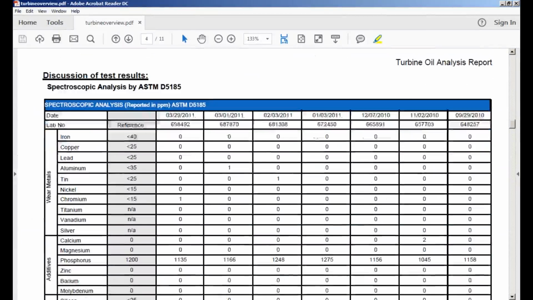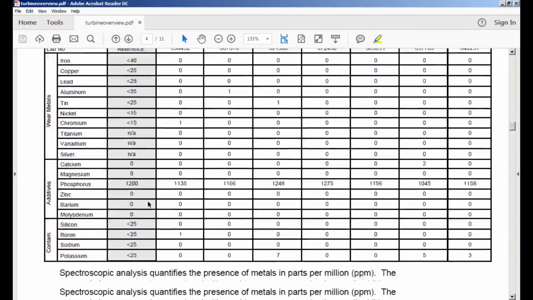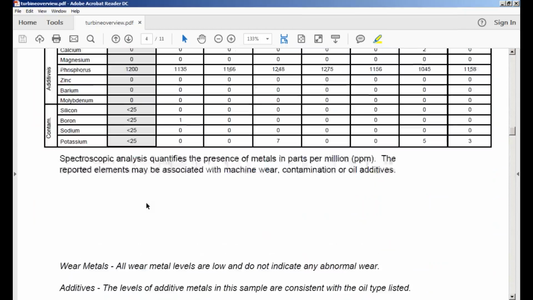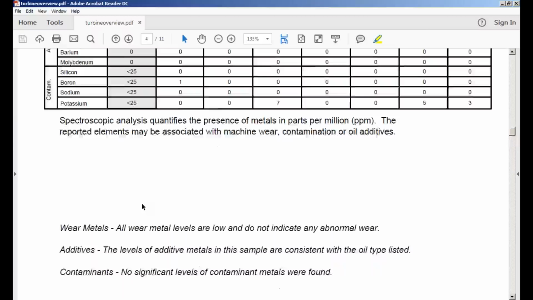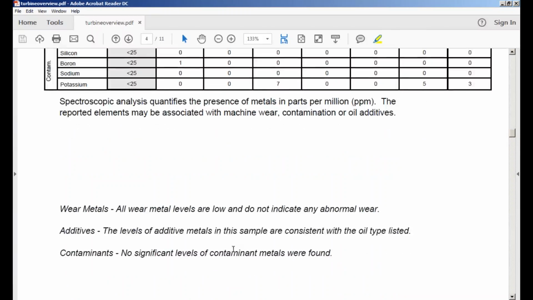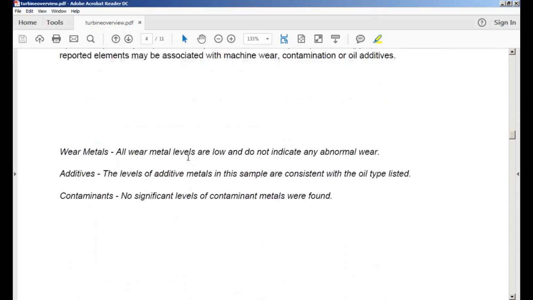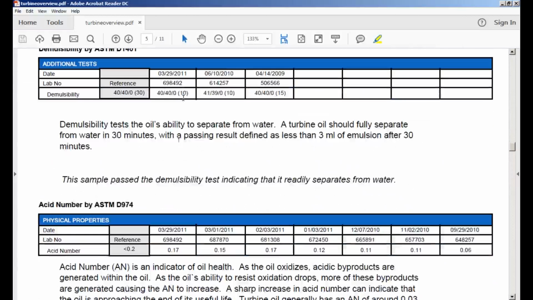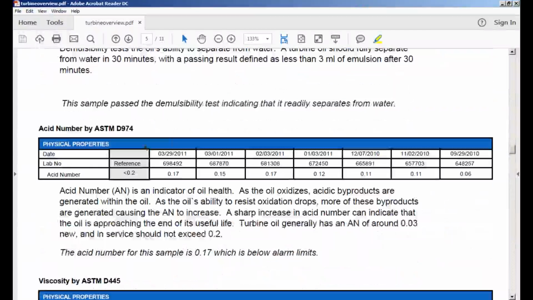I'm just going to quickly page through this, but what's unique about these two types of reports is that not only do you get an overall problem and recommendation section on the report, but you also get detailed comments on each individual test. It's a little unusual, we don't have those on our one page because we're limited on space, but on these we add a comment on each individual test result. So we have demulsibility, acid number, and we make a quick little comment. There's usually a description followed by a comment made by the analyst.